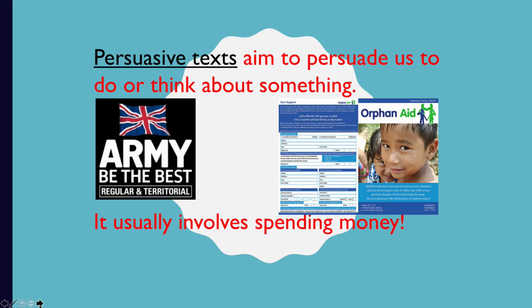So hopefully you had something. For the British Army advert, you had something about maybe to persuade you to join. It's actually from a job advert, so to persuade you to join the army. And then for Orphan Aid, it's to persuade you to give them money, to sponsor a child or donate some money for their charity work.